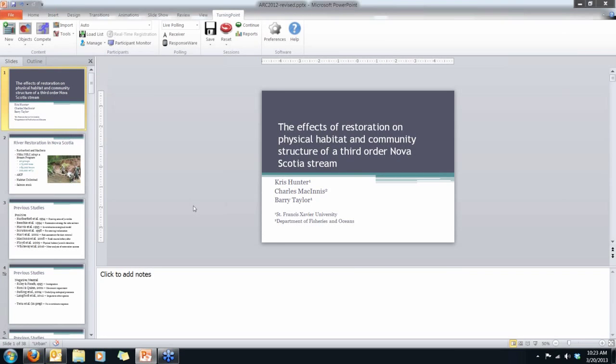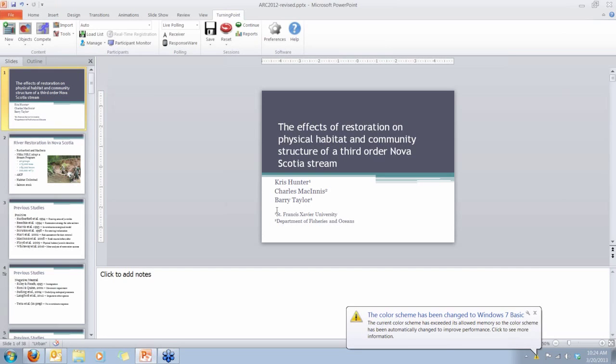Kris is a fisheries biologist with almost 15 years experience working in fisheries research and fisheries management across the country. He is the Vice President of Habitat Unlimited and is currently a master's candidate in biology at SFXU, where he is studying the effects of river restoration on the fish and invertebrate communities.